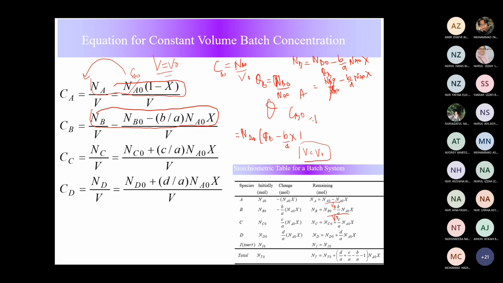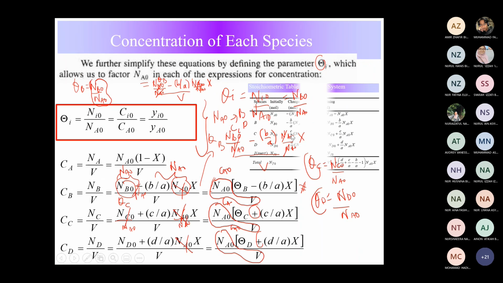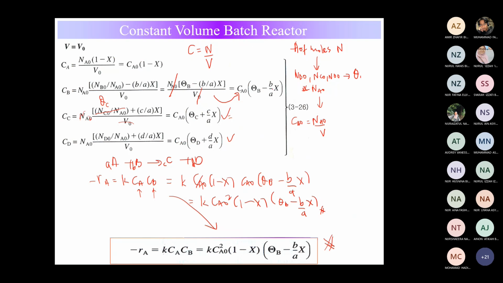X. Sebab NA0 you dah bawa keluar. So kalau you nak jadikan concentration, sini tak jelas CA0. So this one would be the V0. So this one you akan jadi CA0. So dia akan jadi CA0 times with the theta B over B over A times X. Ni lah yang you nampak ni. Sekejap. Ni.